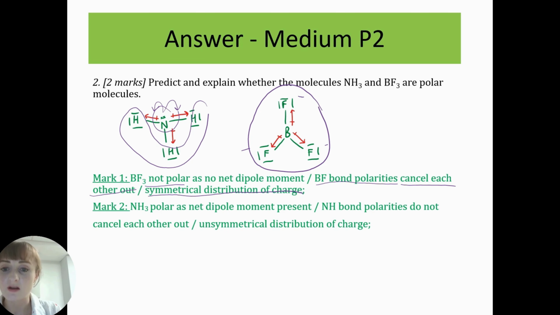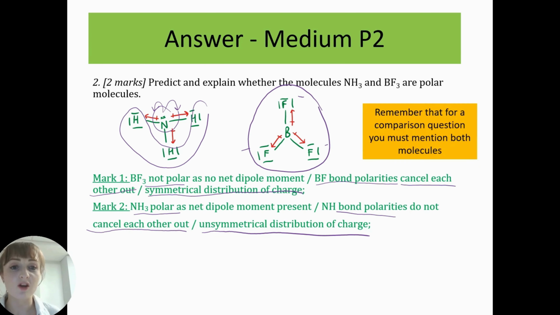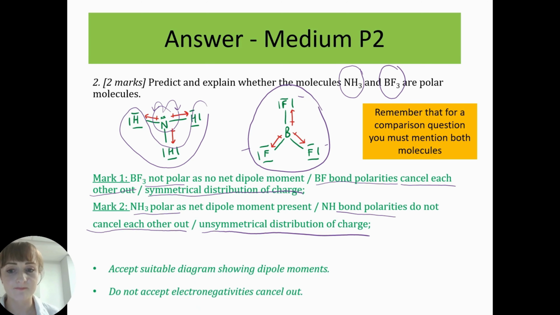Compare this to NH3. The molecule is considered polar because the bond polarities do not cancel each other out, and you end up with an unsymmetrical distribution of charge. A reminder that when you have a comparison question, for example, you have to compare 2 molecules, make sure that you mention both molecules in your answer. Also, the paper 2s to this date have typically accepted a suitable diagram if you show the net dipole moment. That means that you must show the dipole moment of the entire molecule. The blue arrow, that vector, shows the dipole moment of this molecule.